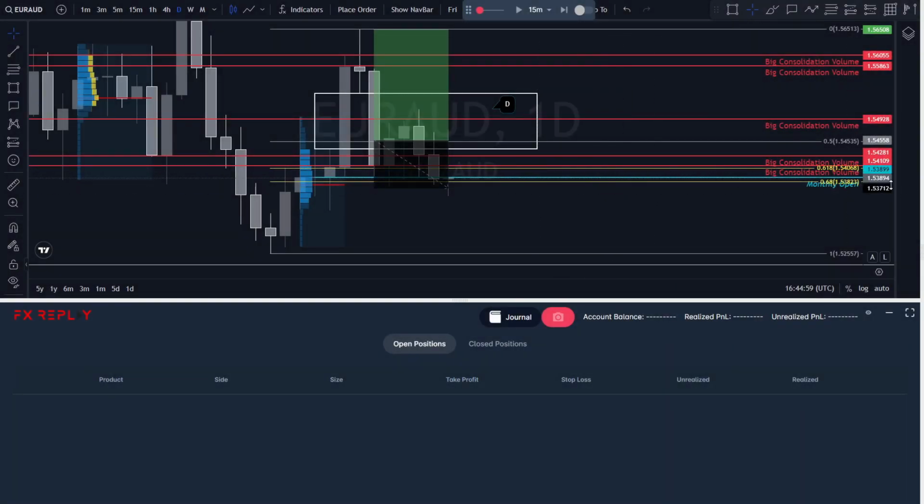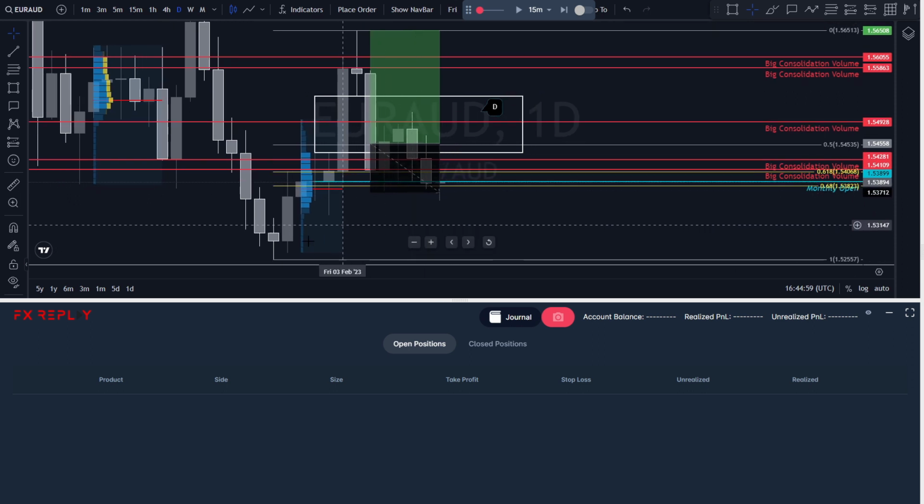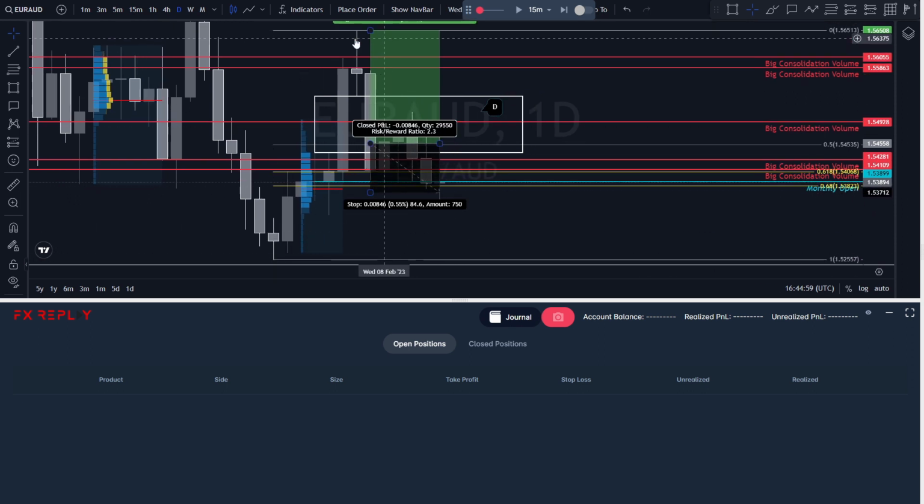First trade was a loss, and the reasons why I entered were equilibrium from the swing low to the swing high, this daily fair value gap, and then a reaction off of the volume area.